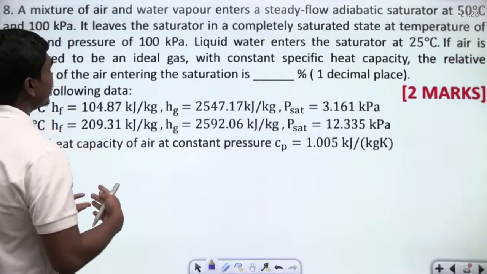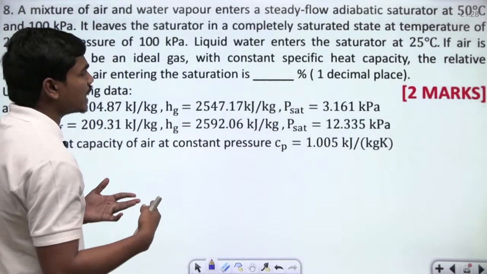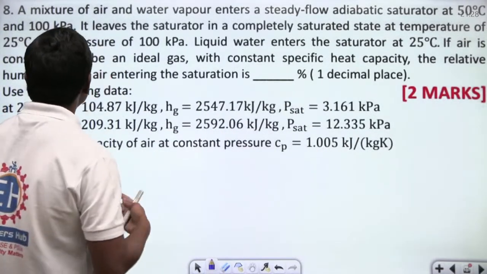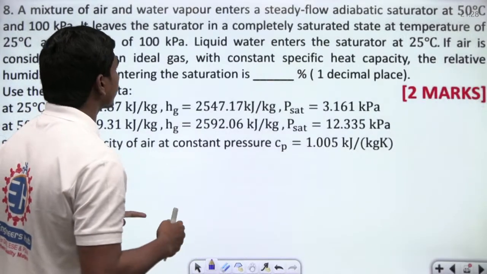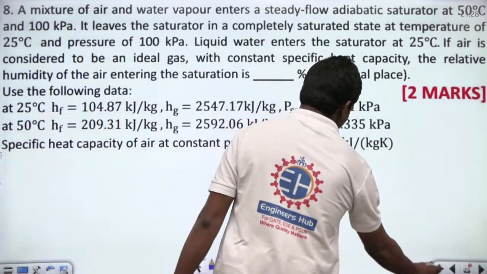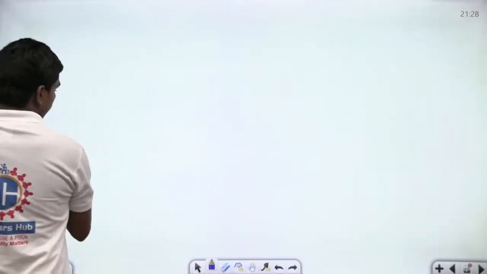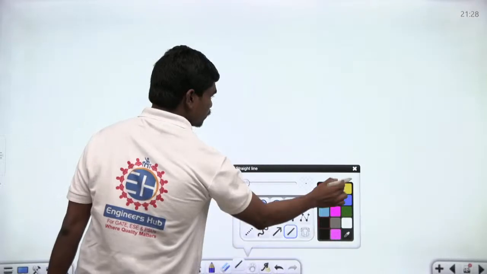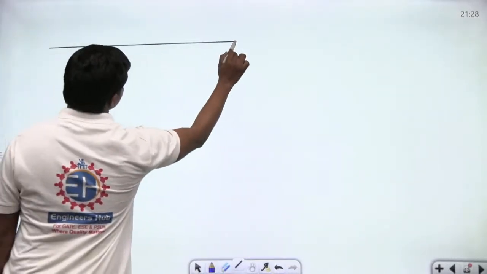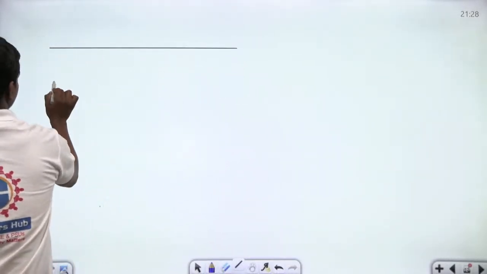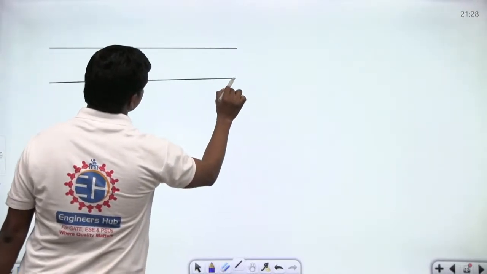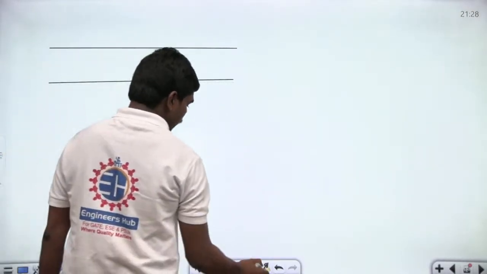A mixture of air and water vapor enters a steady flow adiabatic saturator at 50 degrees Celsius and 100 kilopascals. Let us try to frame the diagram. There is one adiabatic saturator. What is the meaning of this adiabatic saturator? So this is one adiabatic saturator for the time being.